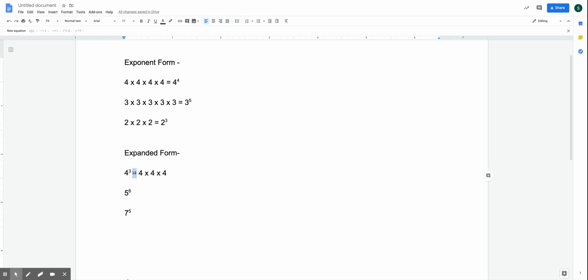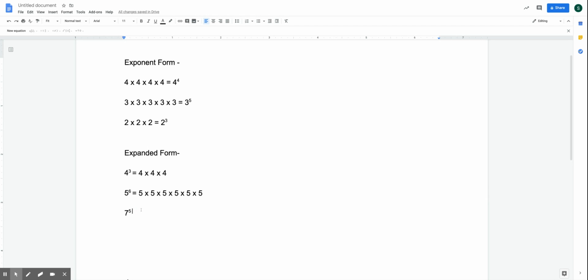Then, moving on below it, we have 5 to the power of 6. So that's saying that we have the base number 5 and we're multiplying it by itself 6 times. So 2, 3, 4, 5, one more, that makes 6. So this here is the expanded form of 5 to the power of 6.